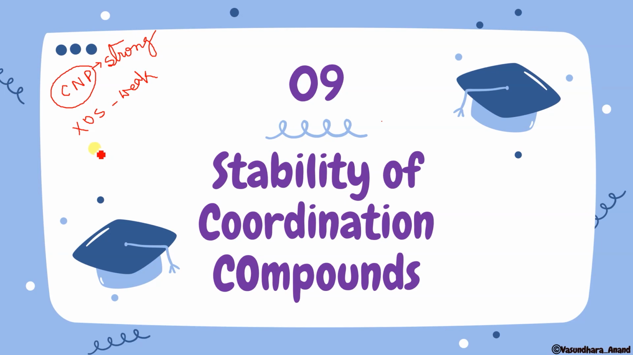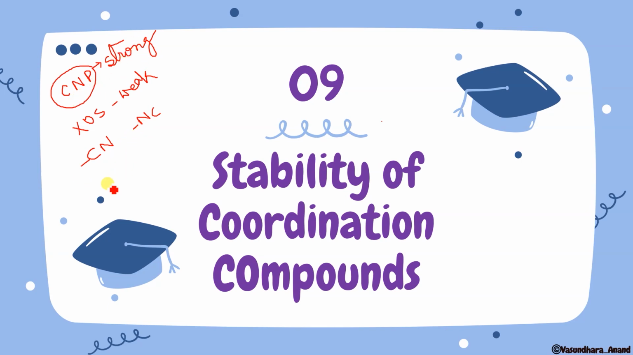Now, if I'm saying CN, that means here the C is the donor atom. In that case also it is a strong ligand. And if it is NC, then in that case also it is a strong ligand, because C and N both are the donor atom, so it will be strong only.